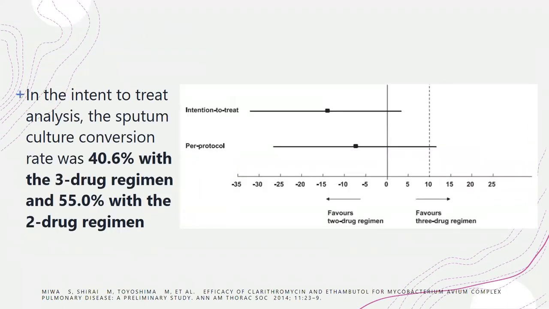But looking at their results, it's interesting to see that in the intention to treat analysis, their culture conversion rate was lower in the 3-drug regimen compared to the 2-drug regimen. But again, my caveat is that the dosing for clarithromycin was well below what's recommended. It's a small sample size. There was a lot of dropout, and this was an unblinded study, so we can't really go by the results in this study.